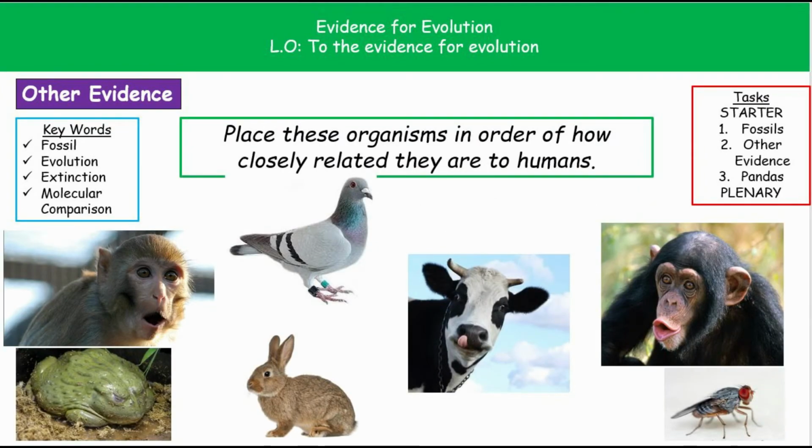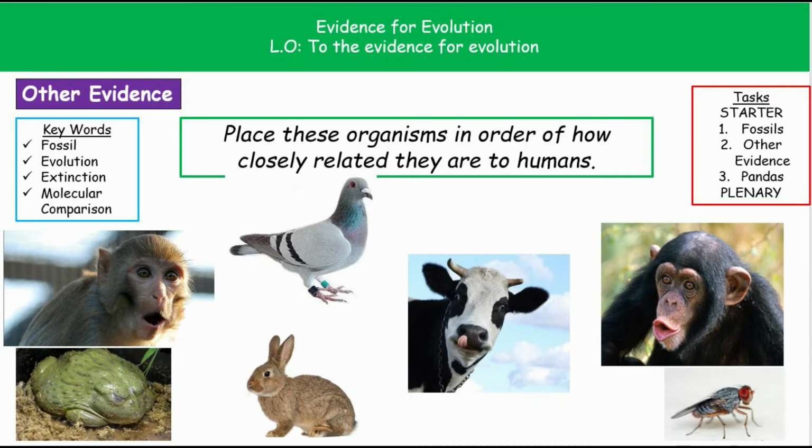Okay, so on the screen now, we've got a selection of organisms. Now, you might look at those and think, right, bit random here, miss, but what you're going to do is you're going to then rank these in order of how closely related they are to humans. Closest related first, and then work your way down to the least closely related. So have a go at doing that. I'll just give you a minute to decide.